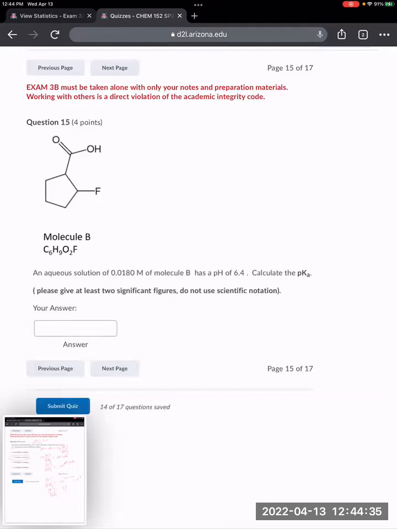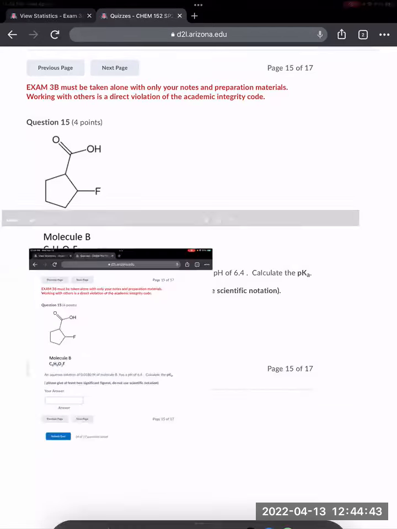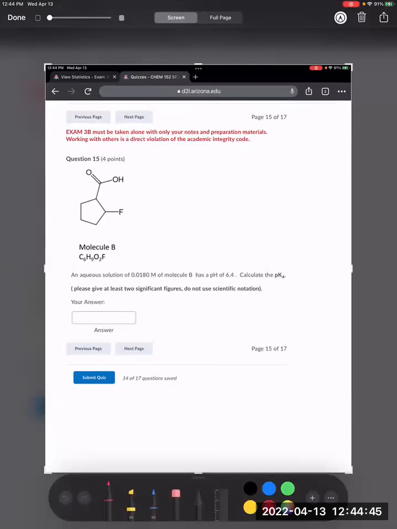All right, moving on to question 15, you are given a molecule, which is an acid, and you are asked to calculate the pKa. Let me see. It's an acid because we know we have a carboxylic acid group. For that, you are given the initial concentration, which is our C naught, and you are given the pH as well.